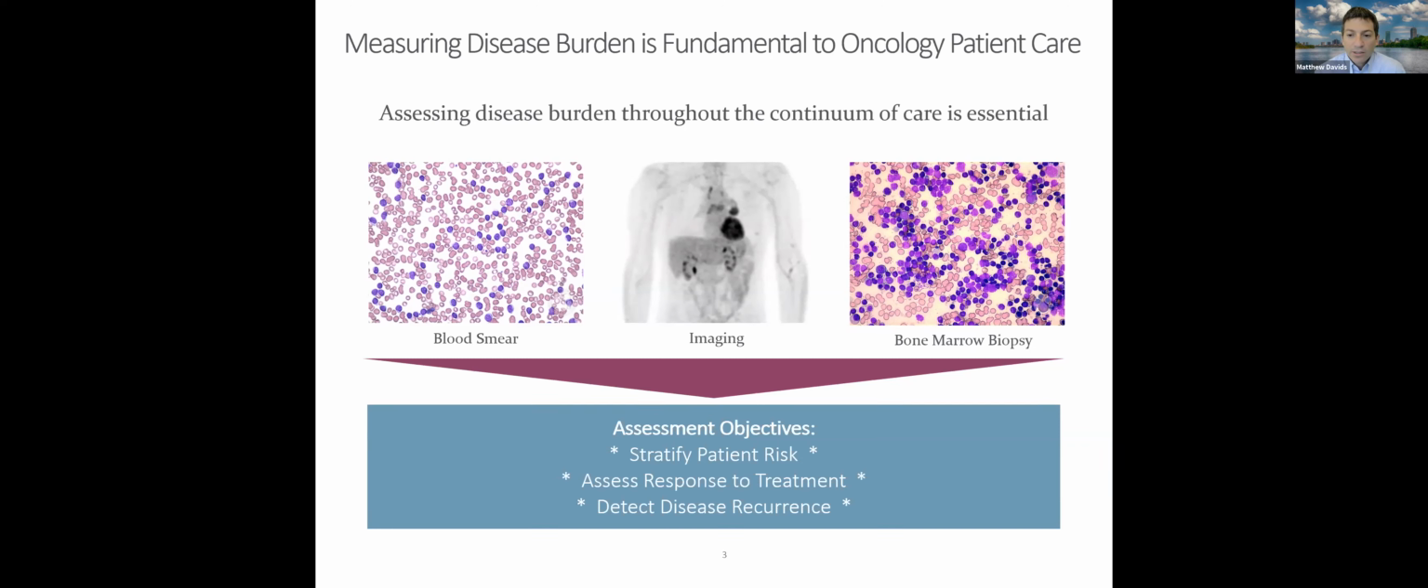So these are all the different ways that historically we've been able to assess the burden of the leukemia in patients. This helps us to stratify patients by different risk groups. And then once patients start on treatment, it also helps to assess how effective the treatments are. And in patients who are in remission and off treatment, it can be useful to help detect when the disease may recur or come back.